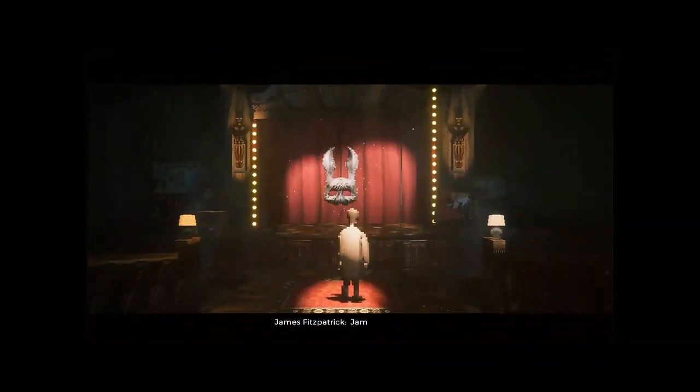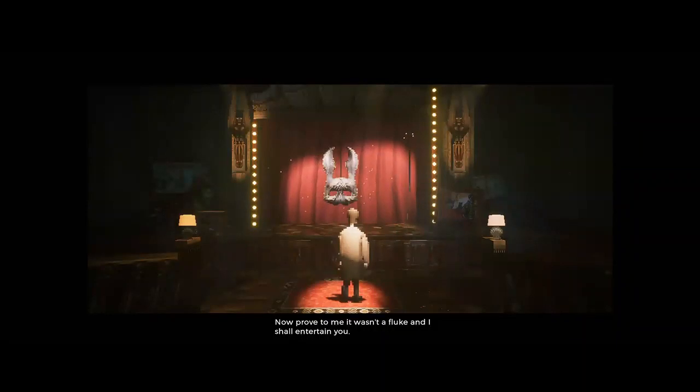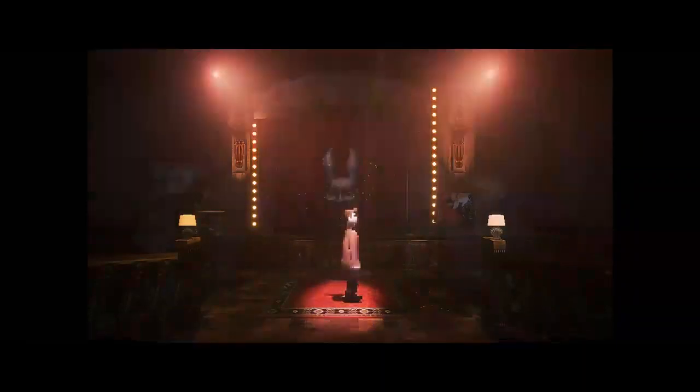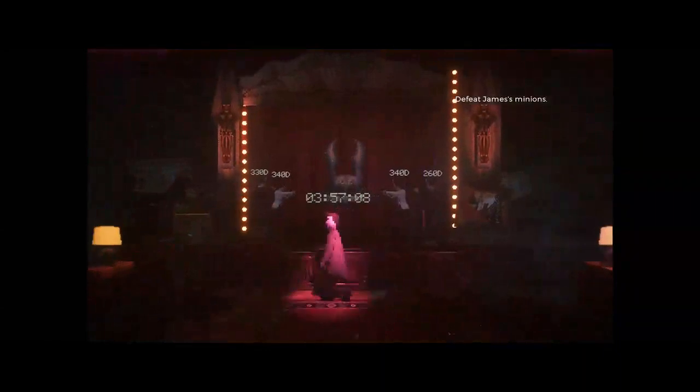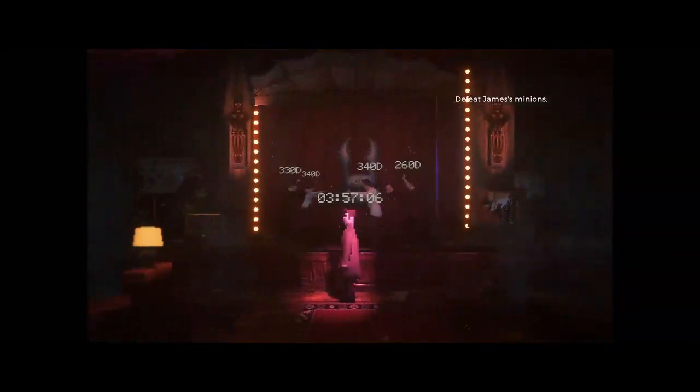Of course we have this guy called James Fitzpatrick. He notices that the detective is here, so he manages to get here, and now he needs to prove to him that he didn't make it past his minions through sheer luck. So he has to defeat another wave of baddies before he can meet the real mastermind. Okay, so let's try and kill them all. A few waves.